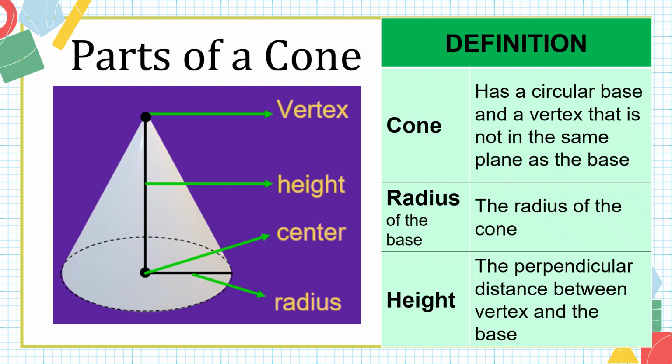Okay, so when we say cone, it has a circular base and a vertex that is not in the same plane as the base. The radius of the base is the radius of the cone. The height is the perpendicular distance between the vertex and the base.